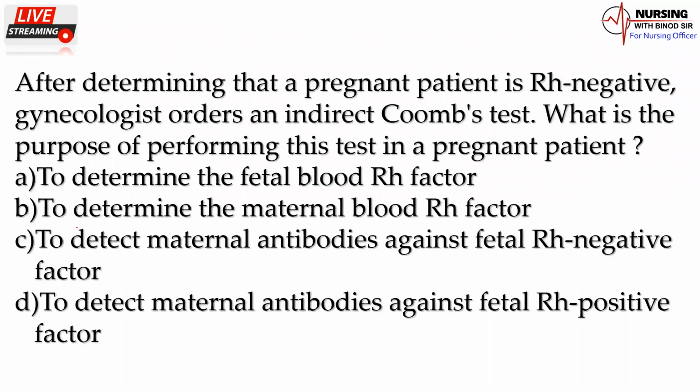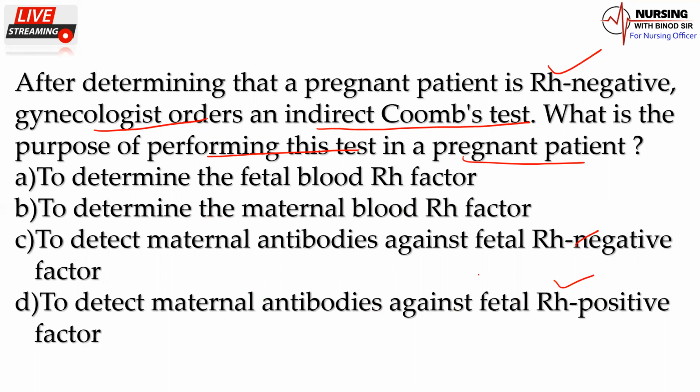Now we'll come back to the next question. After determining that a pregnant patient is Rh negative, the gynecologist orders an indirect Coombs test. What is the purpose of performing this test in a pregnant patient? To determine the fetal blood Rh factor, to determine the maternal blood Rh factor, to detect maternal antibodies against the fetal Rh negative factor, or to detect maternal antibodies against the fetal Rh positive factor.